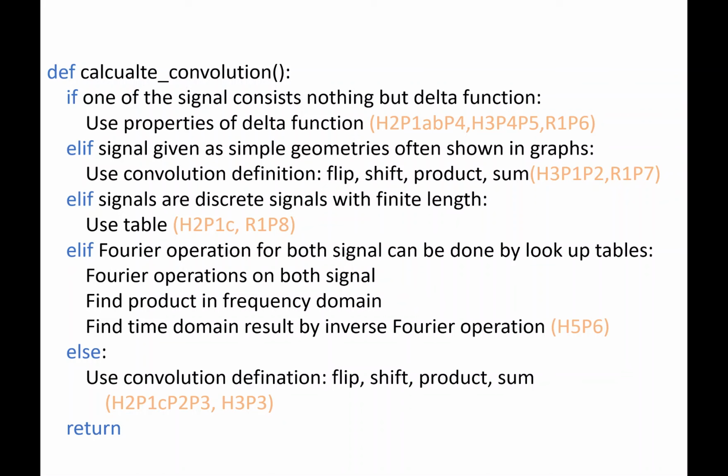But the most desired approach, mostly if you want to solve for the output of the system, is this method: you transform everything to the other domain, find the product, and transform it back by the inverse operation. And if everything fails, if you cannot identify the cases, just use the definition.